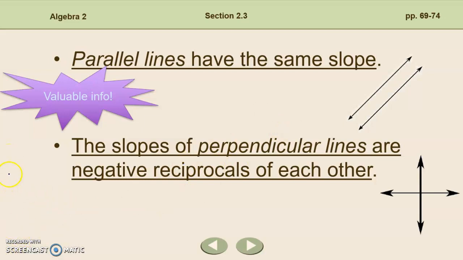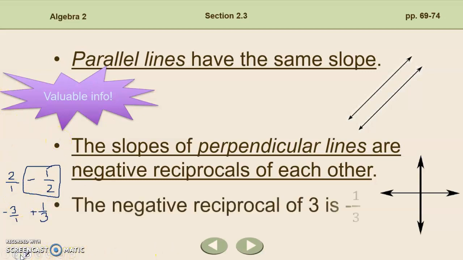In case you've forgotten what that means, remember that the number 2 is really just the rational number 2 over 1. And the negative of that, we'll put a negative sign, and the reciprocal of that, we would flip our fraction. So the negative reciprocal of 2 is negative 1/2. If we're starting with negative 3, remember that's just negative 3 over 1. And the negative or opposite reciprocal would be 1 over 3, positive. So slopes of perpendicular lines are negative reciprocals of each other. The negative reciprocal of 3 is negative 1/3, as an example in addition to the 2 that we already wrote on the side there.